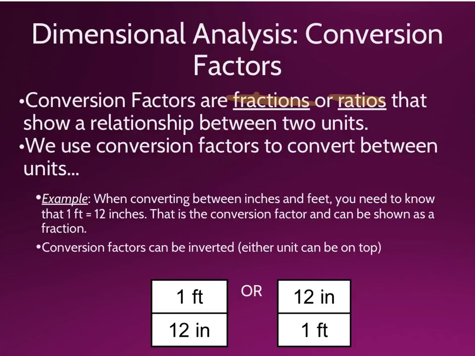We show our conversion factors using a fraction usually, and it doesn't really matter which one's on top if we're just showing the individual conversion factor. So a conversion factor could be 1 foot is equal to 12 inches, or it could be 12 inches is equal to 1 foot. It doesn't matter which one is on top at this point. All that we need to make sure is that each of these is a true statement. I can't have a conversion factor of 1 foot equals 36 inches because that's not true. That's not a valid relationship.